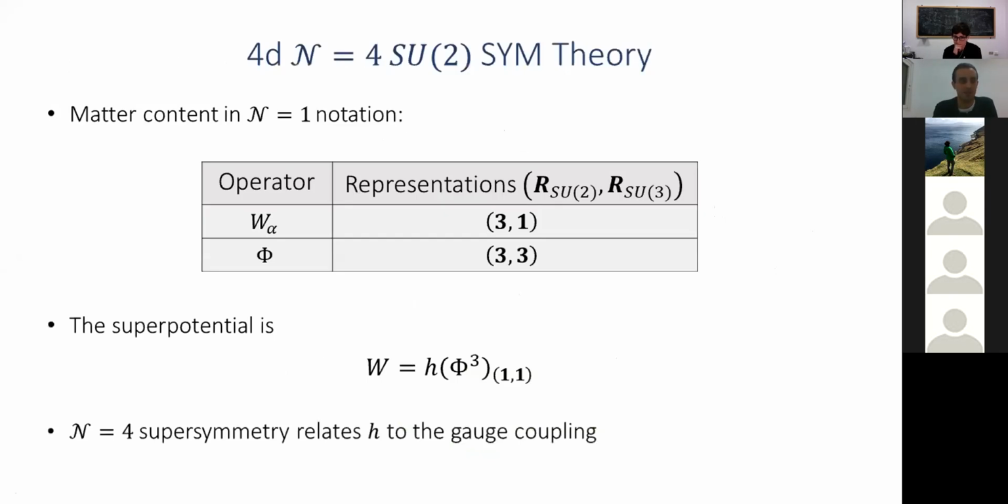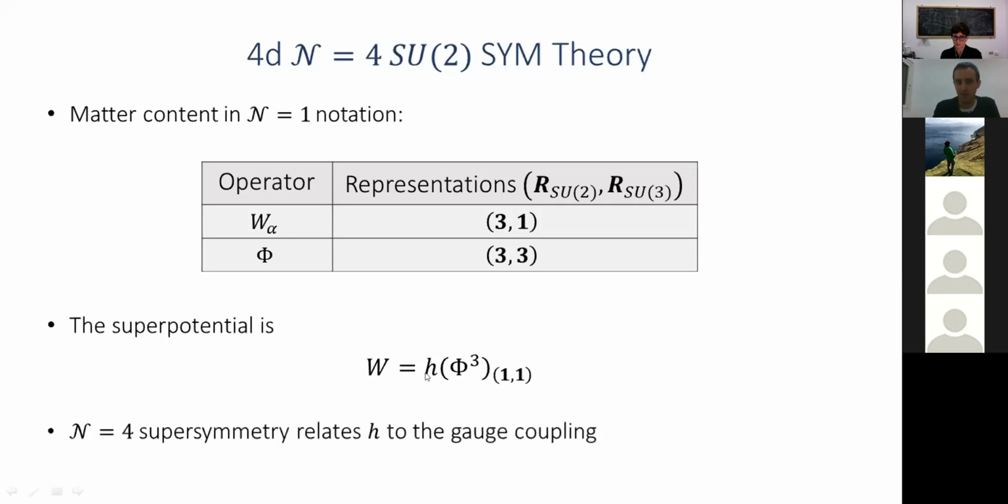Now let's turn to a less trivial example. And let's consider N=4 super Yang-Mills theory in 4 dimensions with gauge group SU(2). So in N=1 notation, I'm denoting the representations like this. So as a pair, the first one is the representation under the SU(2) gauge group. The second one is under the SU(3) global symmetry. W is the field strength chiral multiplet as before, which is in the adjoint representation of the gauge group SU(2) and in the singlet of the global symmetry. And phi is the chiral multiplet, which is, again, in the adjoint of SU(2), but now in the triplet of the SU(3) global symmetry. And we have the well-known superpotential, which is just phi cubed, of course, taking the singlet of both representations.